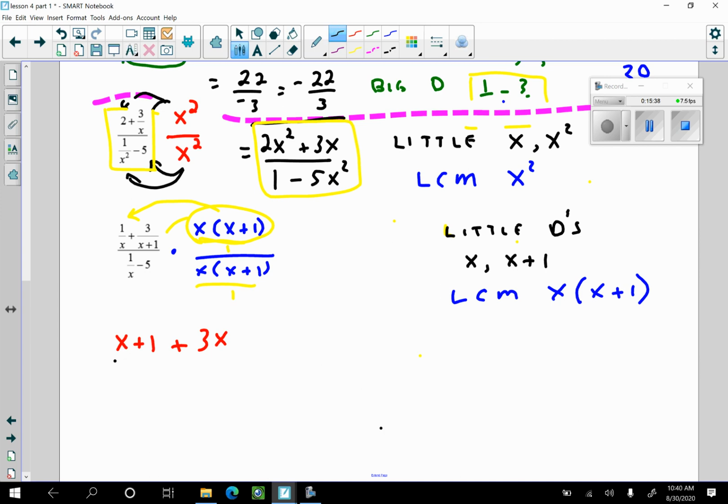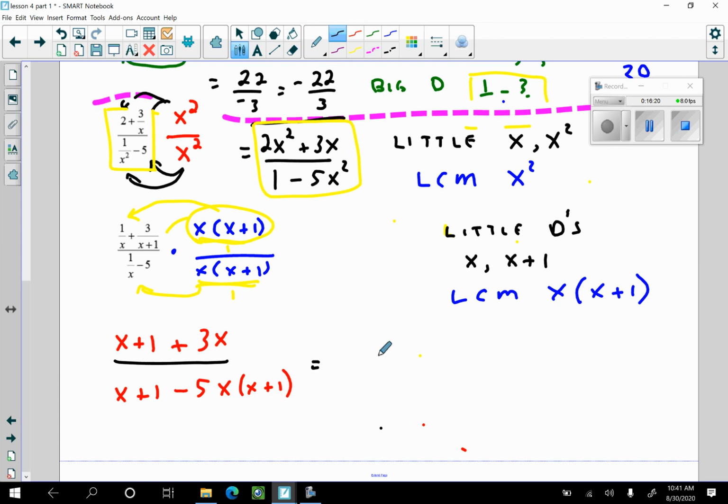And my division bar. Now I'm going to take this rascal, multiply it by 1 over x. If I take x times x plus 1 times 1 over x, the x's cancel. What do I have left? Another x plus 1. Now I take this whole thing times 5, and it's going to be 5. Nothing cancels. There's no denominator here. And it's going to be 5 times x plus 1. And I do want to simplify the denominator there. Okay, and we're going to simplify the top and the bottom.